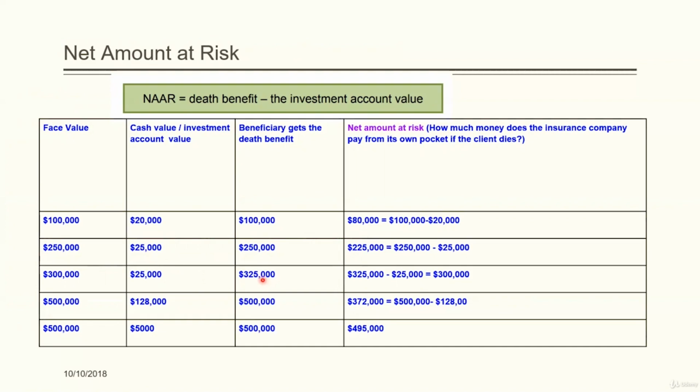And the net amount at risk is going to be, here again, the same formula is used in death benefit. How much is the client's family going to get? They will get 325 minus 25,000, which is the cash value or investment account. And so 300,000 will be the net amount at risk. And this is the example in the book where 128,000 is the cash value. And so we subtract it from the death benefit, and that gives us $372,000 as the net amount at risk. So that's the concept of net amount at risk.